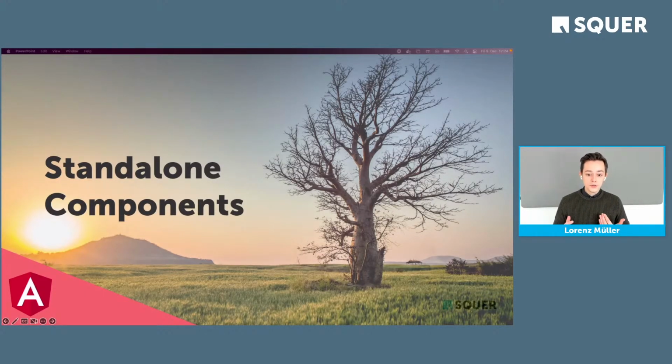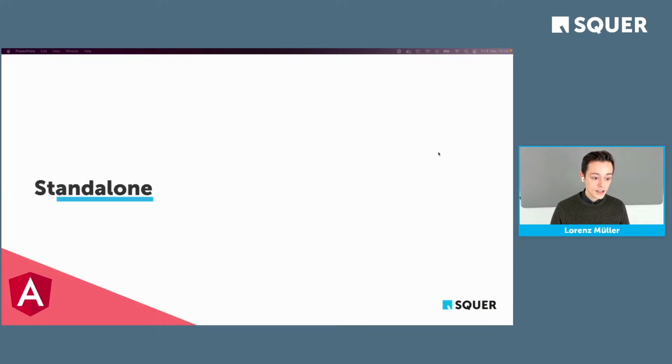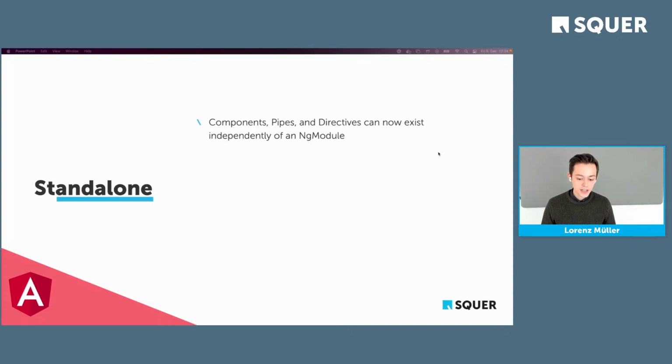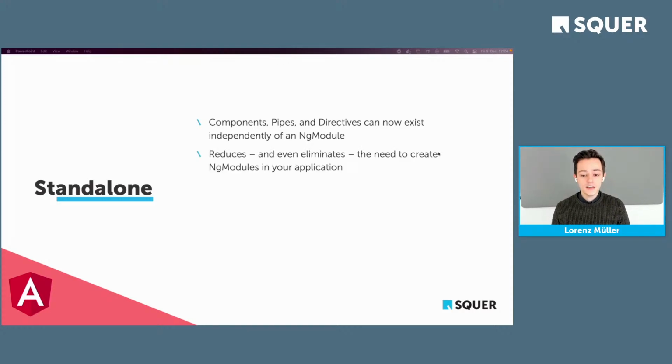Nice. So let's go to the second point, second chapter of this talk, which will be about standalone components. When we talk about standalone components, I really mean standalone components, pipes, and directives. Those can now exist independently of an ngModule. That naturally reduces the need to create ngModules. And as we'll see, it's even possible to set up your application without ngModules at all.